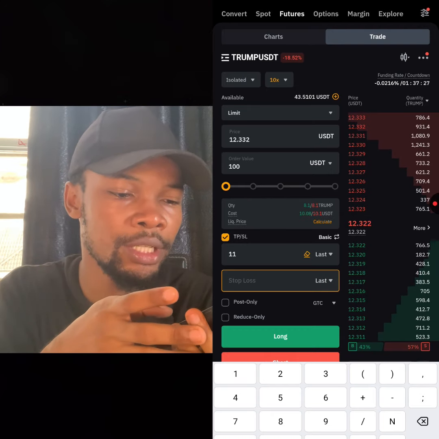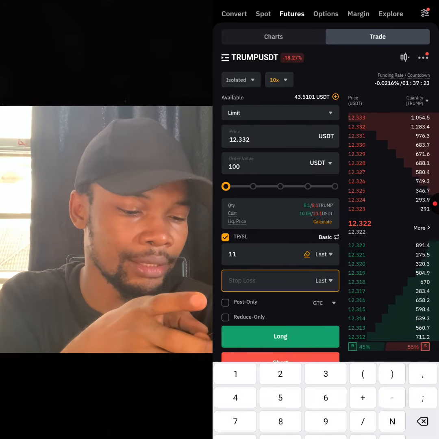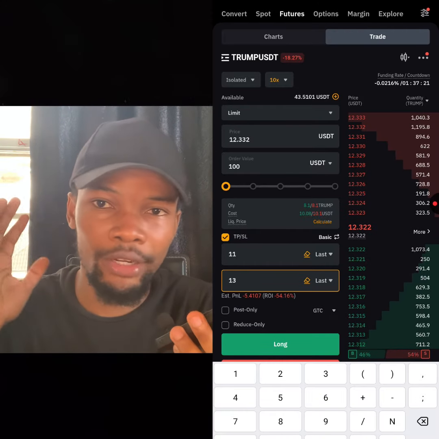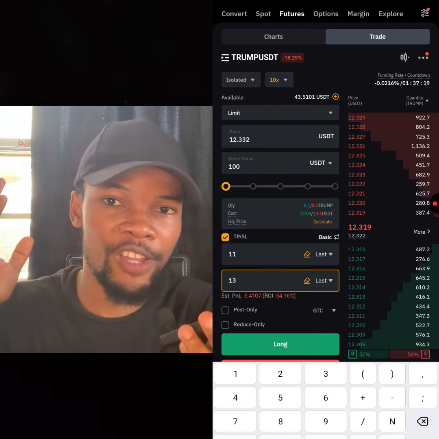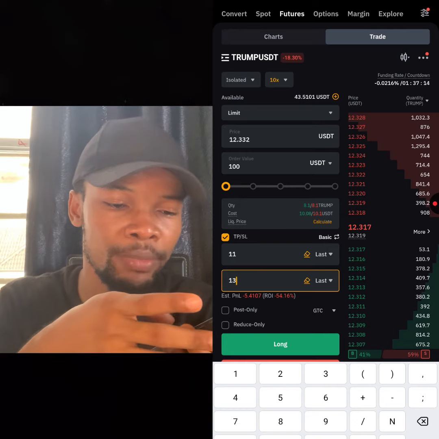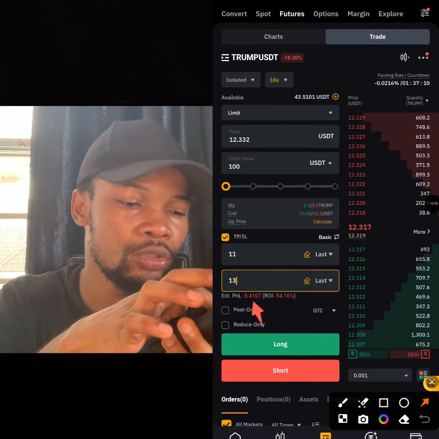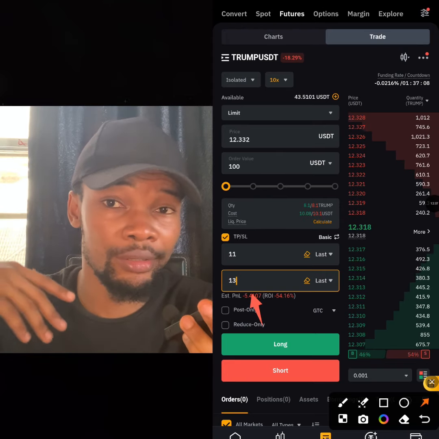So stop loss simply means, please, once Trump coin gets to 13, I don't want to do it again. Give me back, let me take my losses and start another trade. So this means that I will lose $5.4 if it goes the wrong way.